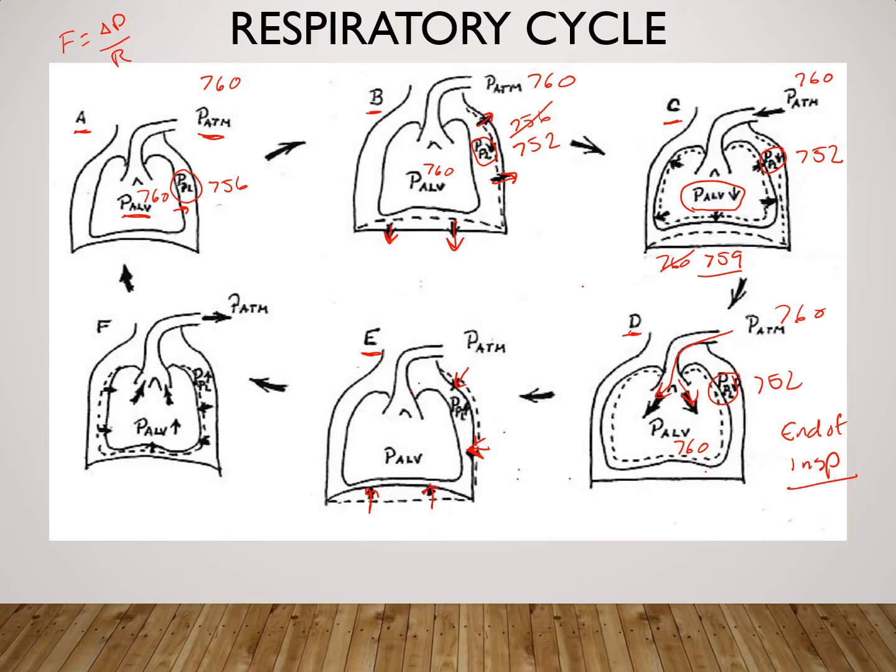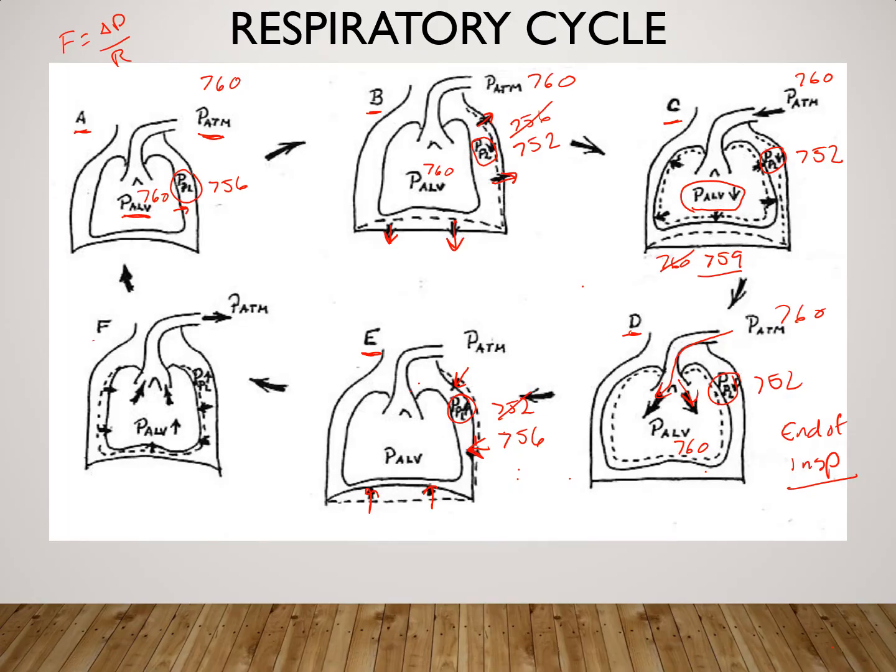As they relax and come inward again, this is going to decrease the thoracic volume. And so that has an immediate effect on the intrapleural pressure, which just before this was 752. The intrapleural space volume is going to go down, and so the pressure is going to go up. It's going to go back to 756. As it goes back to 756, the transmural pressure gradient across the lung is going to change.